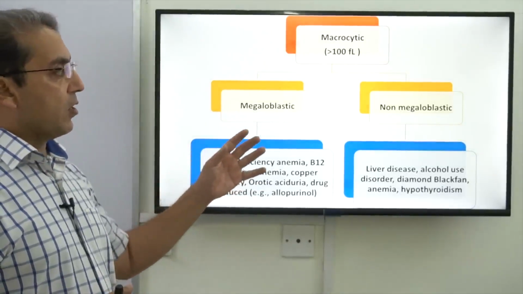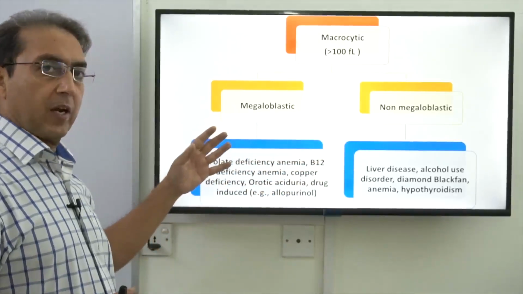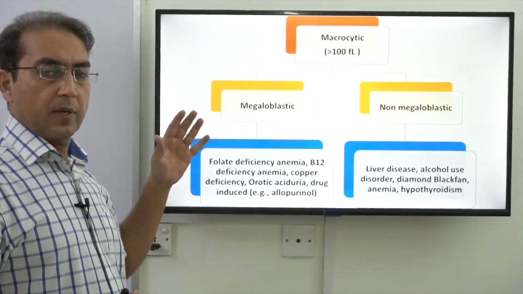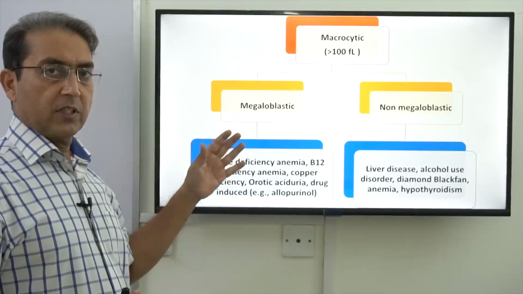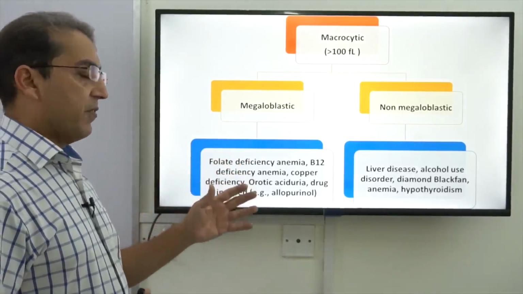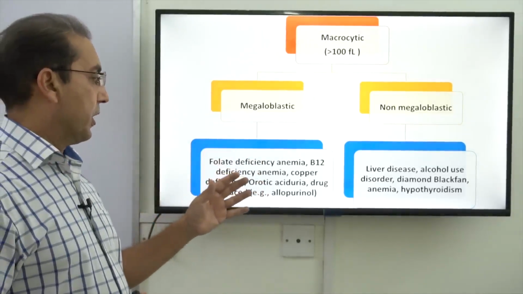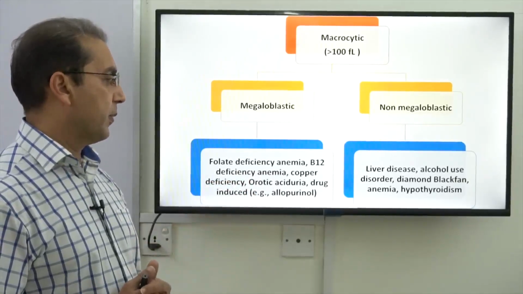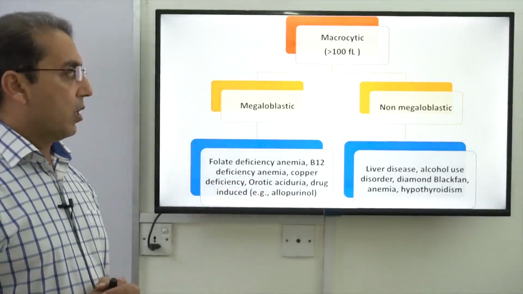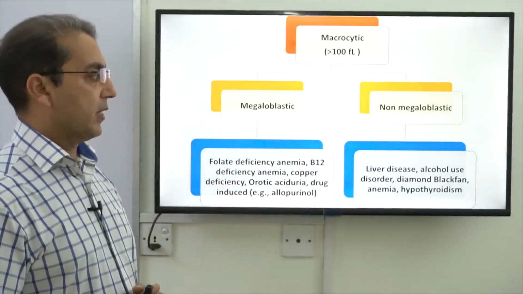So in this you can have a non-megaloblastic anemia or you can have a megaloblastic anemia. Megaloblastic anemias are characterized by B12 deficiency anemia and folic acid deficiency anemia. Sometimes you can have copper deficiency anemia or orotic aciduria. Then you've got drug induced, which may be megaloblastic, like the anemia caused by allopurinol. And then you've got non-megaloblastic anemias.